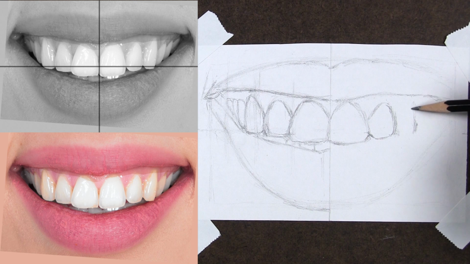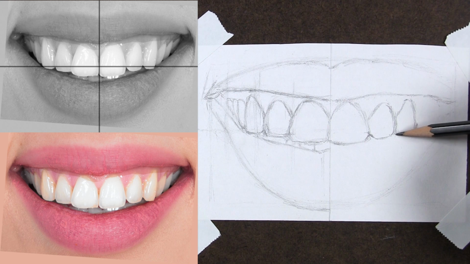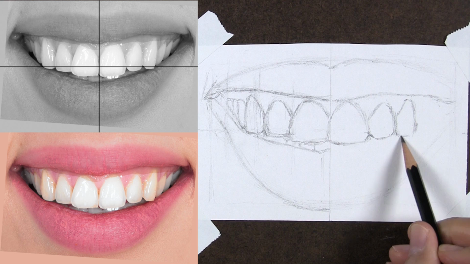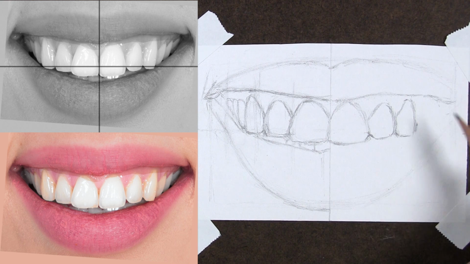All right, now we can also take a look at the upper edge of the tooth, just like we did on the first side. Okay, now we have a bit of a chiseled edge and a flat edge to the tooth here on this side.